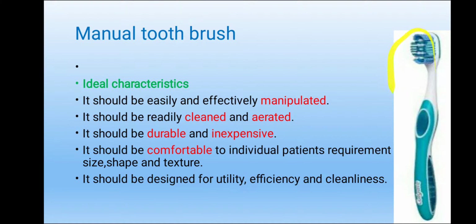This is a manual toothbrush that most of us use. The ideal characteristics for a manual toothbrush are as follows. It should be easily and effectively manipulated, and it should be readily cleaned and aerated, and it should be durable. The bristles should not come out, and it should be inexpensive. Also, it should be comfortable to the individual patient's requirements, and it should be designed for utility, efficiency and cleanliness.